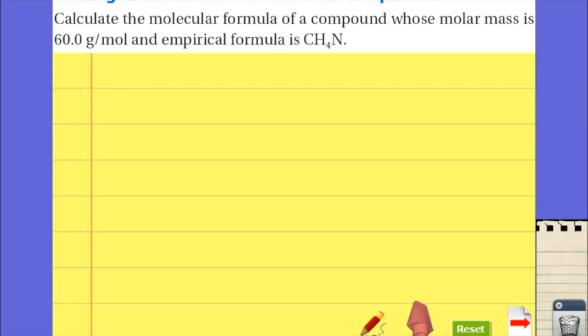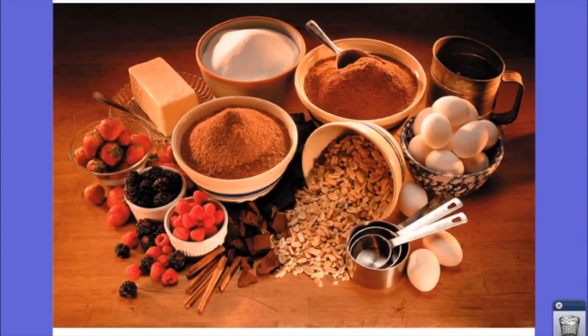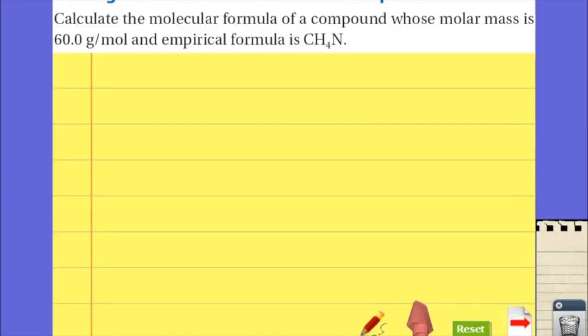This is the last one, I promise. Let's do the last one. Calculate the molecular formula, not empirical. They asked me for the molecular formula of a compound whose molar mass is 60.0 grams per mole, and the empirical formula is CH4N.